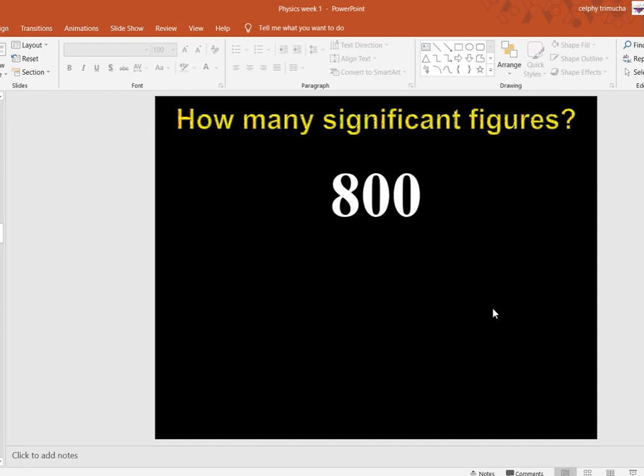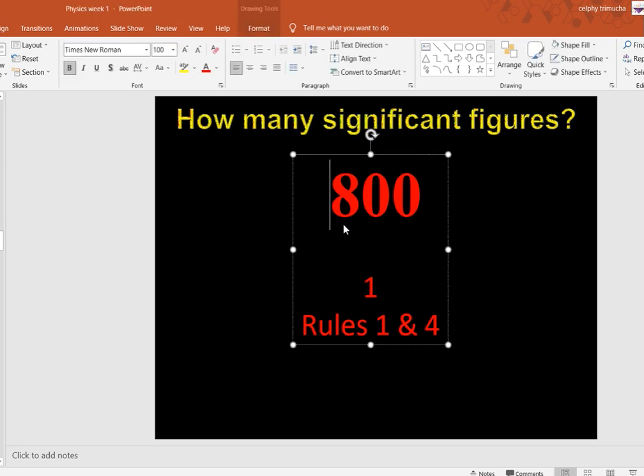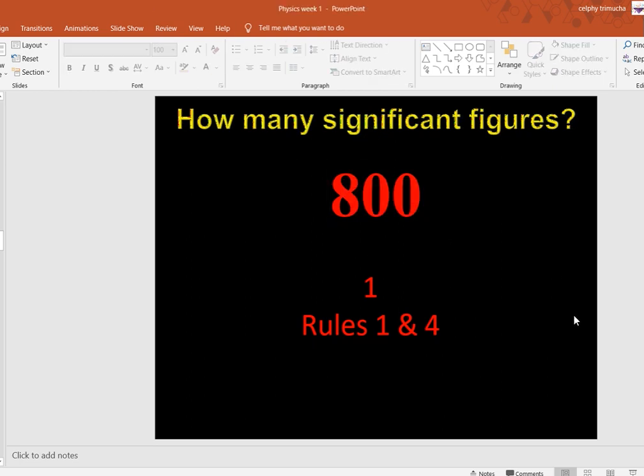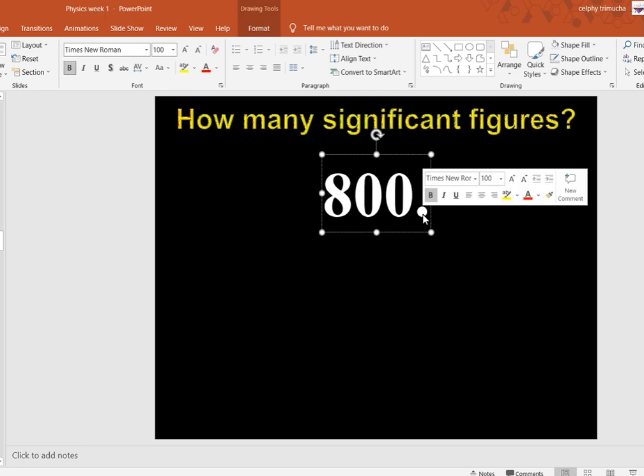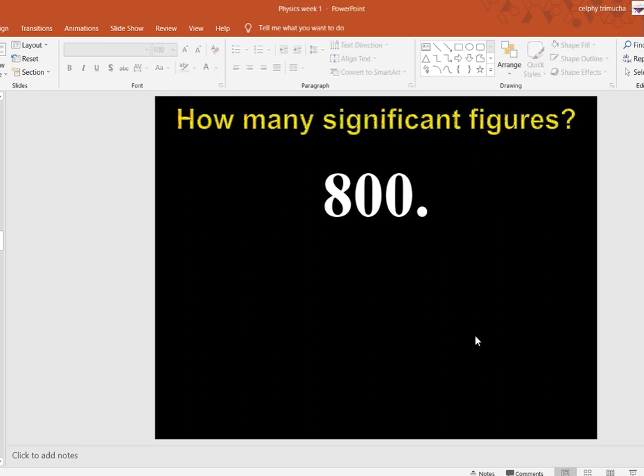Okay, so this one will just have one significant figure. So the significant figure here is 8. Take note that we have a rule that the 0 here in the point will be considered significant if there is a decimal place, just like this one. So if you put a decimal place here, that means all of these will already be significant figures. That means this will have 3 significant figures.